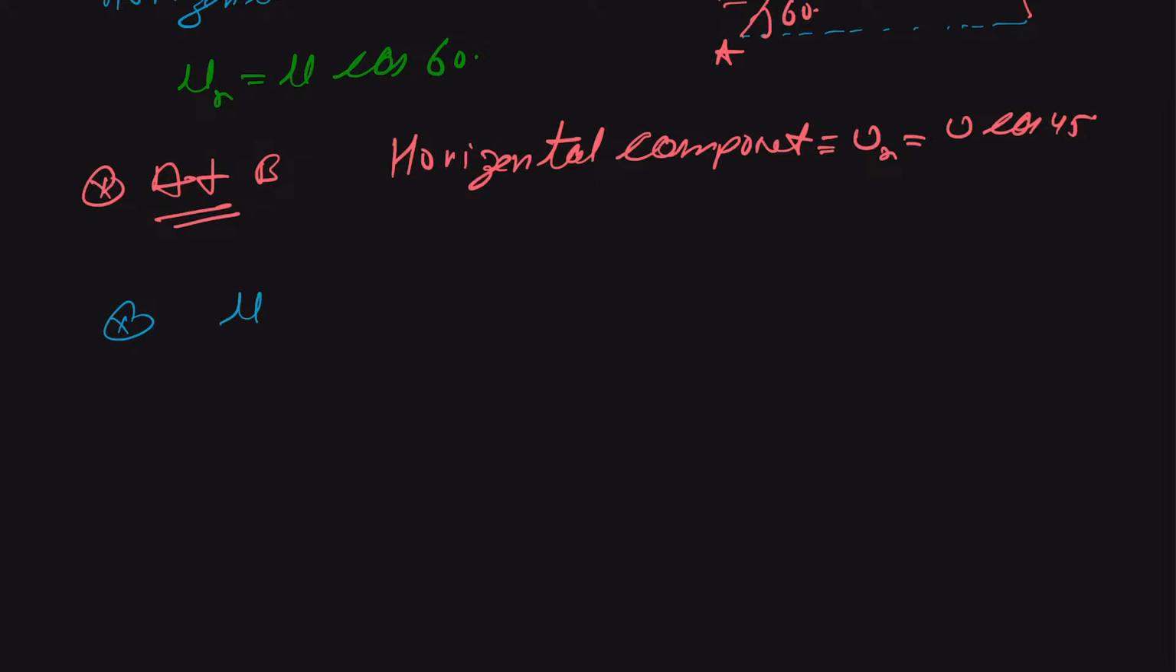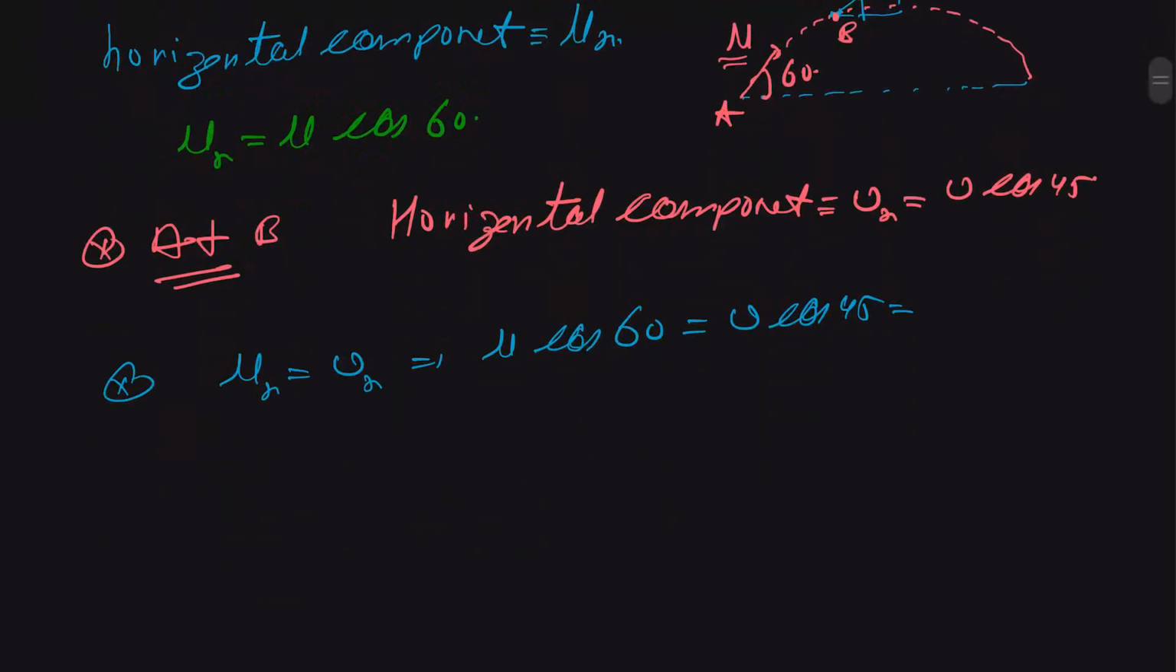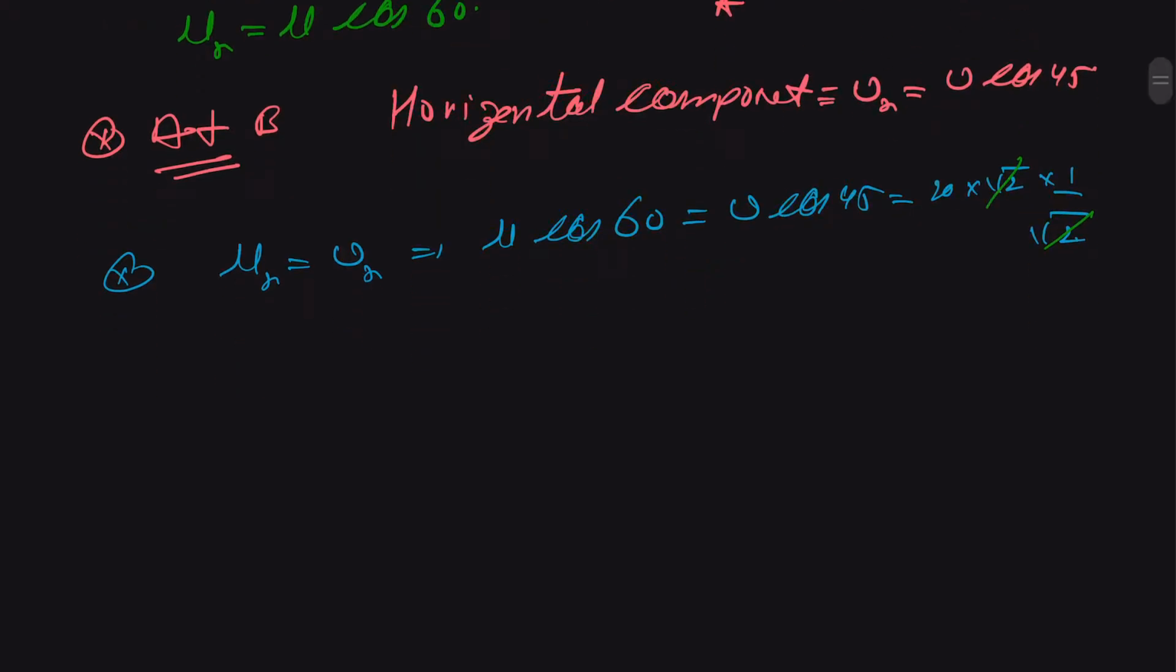So u of x will be equal to v of x, which gives us u cos of 60 will be equal to v cos of 45, and v is already known to us, that is 20 square root 2. So 20 square root 2 multiplied by 1 upon square root 2. Square root 2 cancels out, okay? And here we have cos of 60, so u will be equal to, this will be 2 and this will be 40 meter per second.